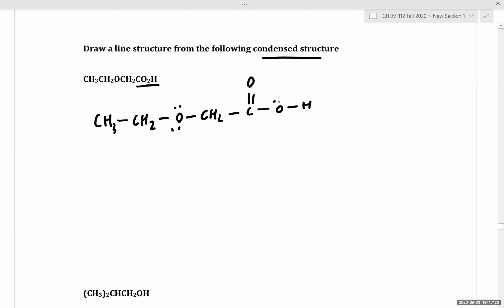So in this case, we're asked to draw a line structure from the condensed structure. So often what I like to do is to write out a partially condensed structure and then convert it into a line structure. So in this case, I have CH3, CH2, O, CH2, and then this CO2H is a carboxylic acid. And I know a carboxylic acid looks something like this. So now that I have my partially condensed structure, now I can get to work in writing my line structure.